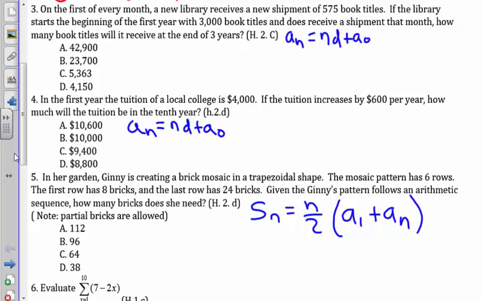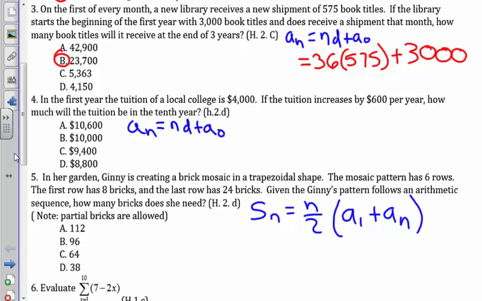So we know that, think of it this way here, that the n is going to be 36, so it's 36 months. The common difference is going to be 575, and then, well, our 0 term would just be the 3,000 because they still get that first shipment. So if we plug all that in to our calculator, we end up with 23,700 books.